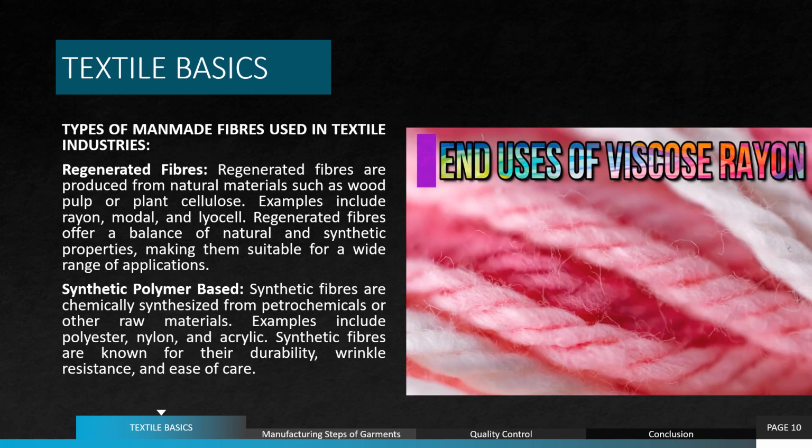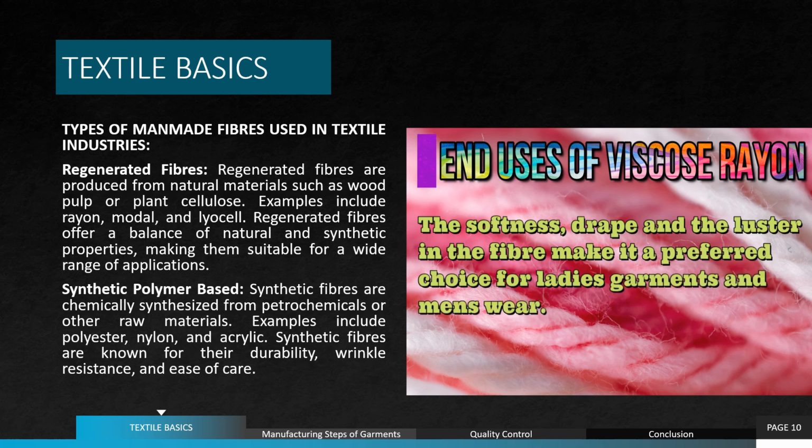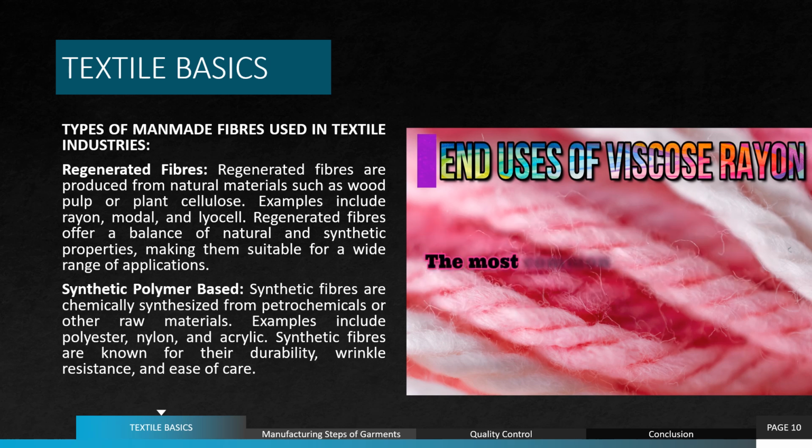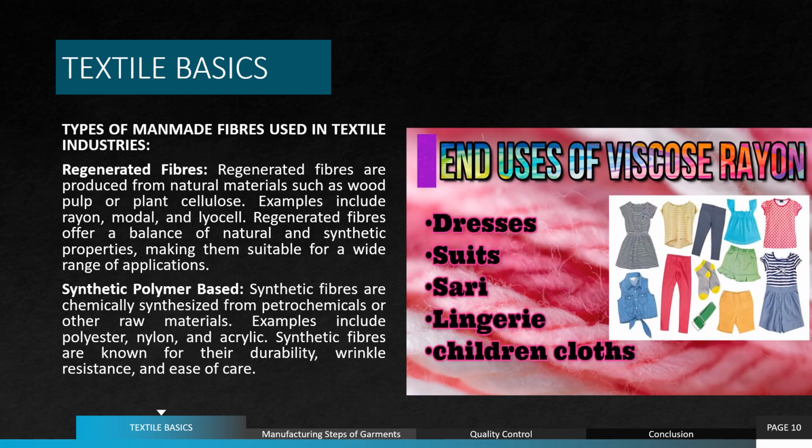End uses of viscose rayon. The softness, drape and the luster in the fiber make it a preferred choice for ladies' garments and menswear. The most common uses of viscose are in apparel like dresses, suits, saris, lingerie, and children's clothes.